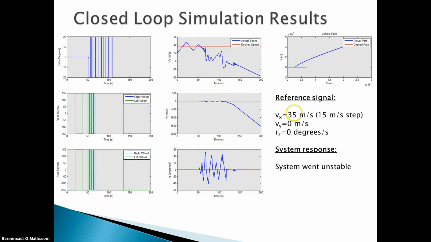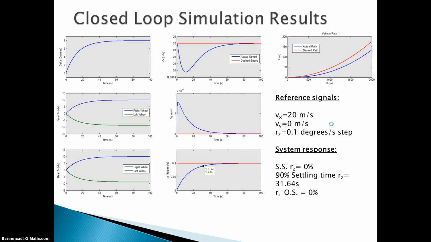Now we try to challenge the system even more with a 15 meter per second step. We can see that the system goes unstable, and it cannot converge to a stable state on all three states. So we can say that 15 meters per second is too much of a deviation from our equilibrium point on speed.